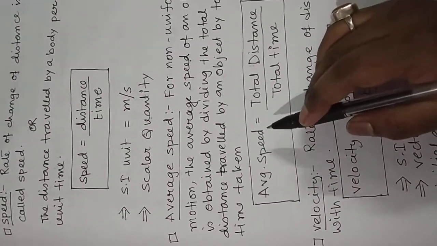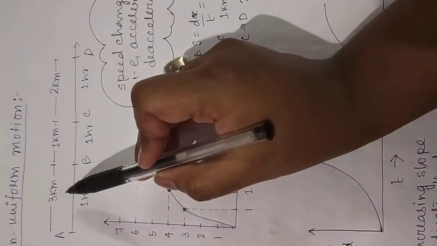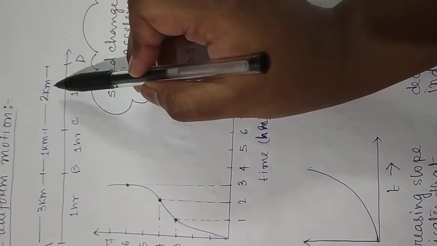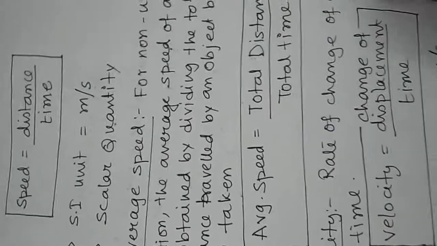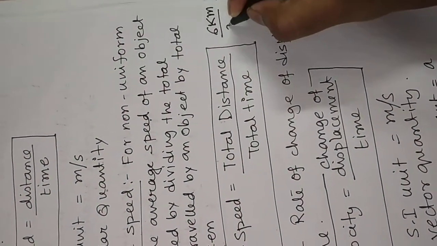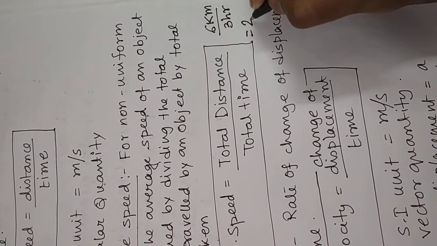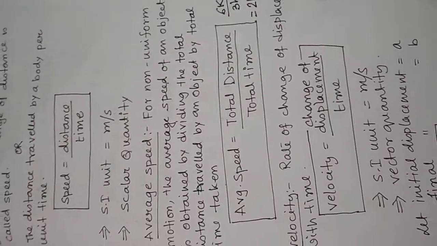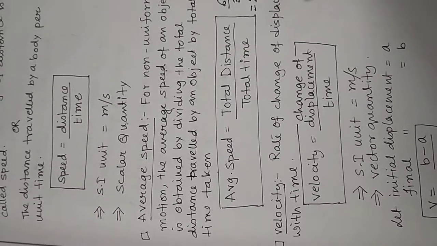So what we do, we will take the total distance. See, in this case the total distance is 3 plus 1 plus 2 km. That means 6 km, and time is 1 plus 1 plus 3. So the average speed will be 6 km by 3 hours. That means the average speed is 2 km per hour. Okay, so this is how we calculate average speed. We will do numerical problems again regarding all this.